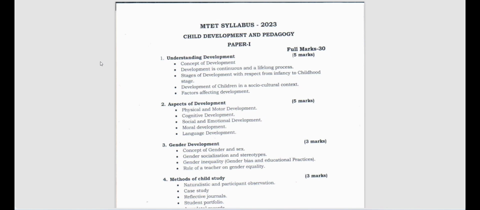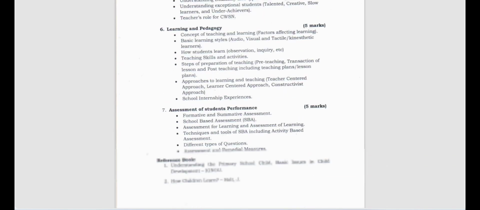We have already started with paper 1. Child development and pedagogy, as you can see on screen, is already done. Now for paper 1, that is for the LP section, we will see the language. Let's go and see which language we have here.